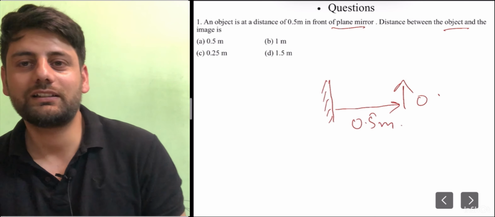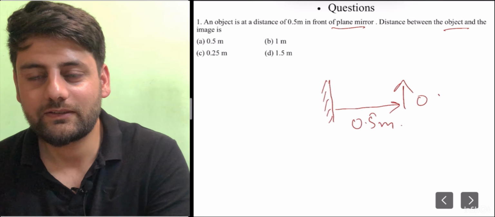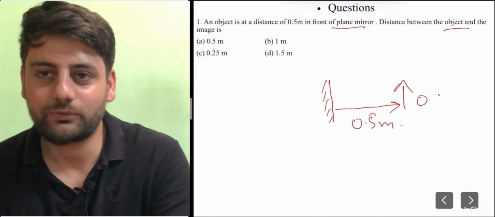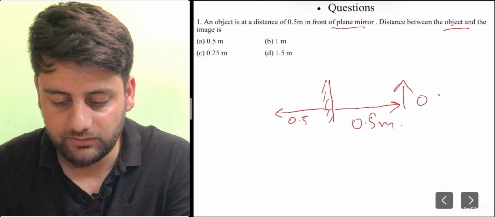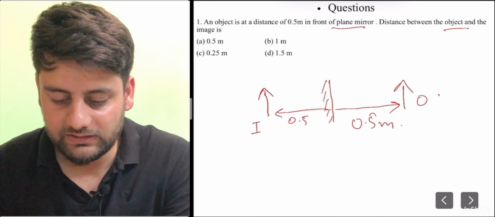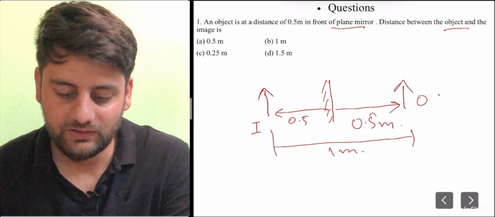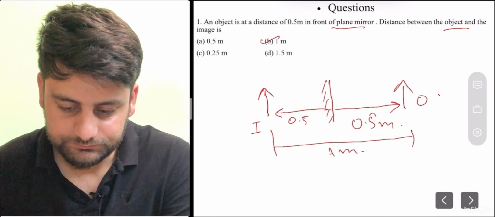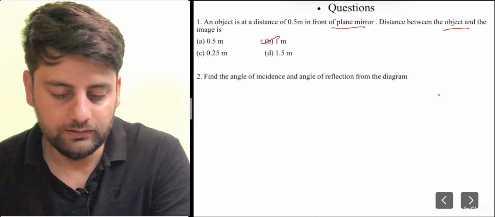We know that the image formed by a plane mirror is exactly as far behind the mirror as the object was from the mirror, right? So exactly 0.5 meters behind the mirror we will have our image, right? So the total distance between image and object is 1 meter, right? So option B will be the correct option. Now let's see the second question.